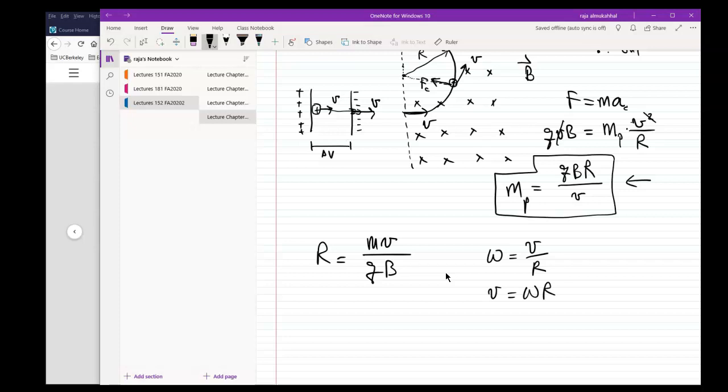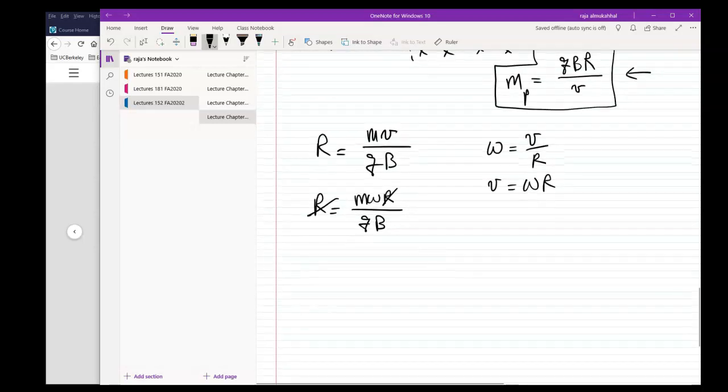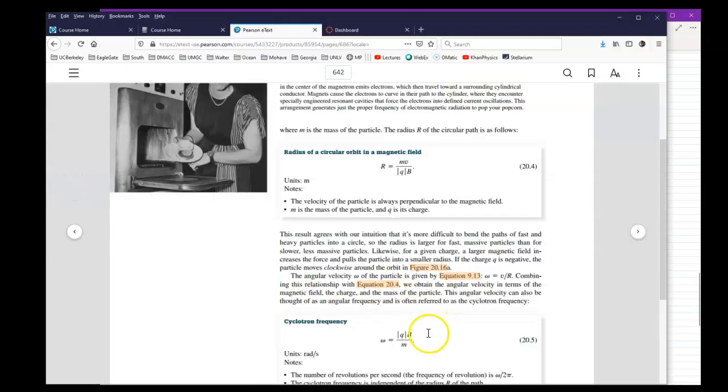So I can plug this into the formula because I want to solve for omega, the angular velocity. In this case, r is equal to m omega r over qB. Notice that the r's cancel out, and if I solve for the angular velocity, it will be equal to qB over m. You see that? And this is the equation that he has in here, qB over m. He calls it the cyclotron frequency.